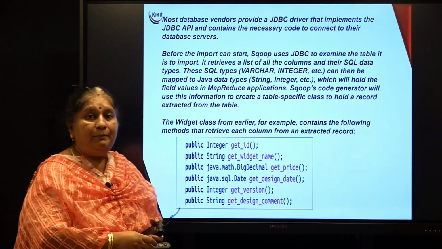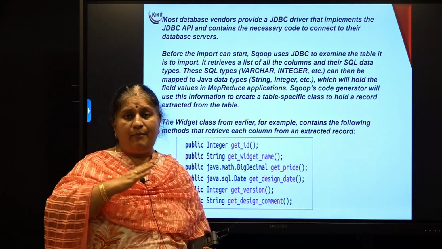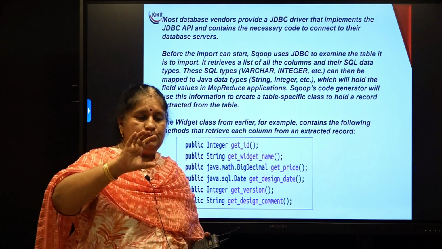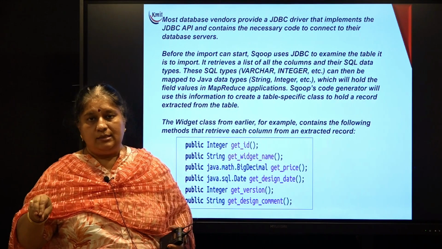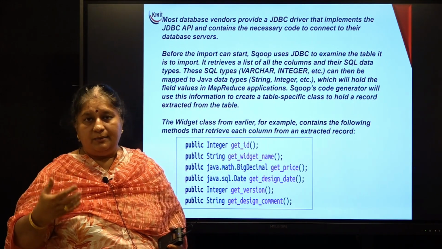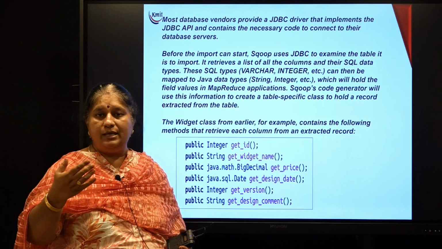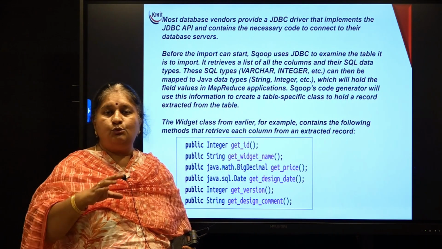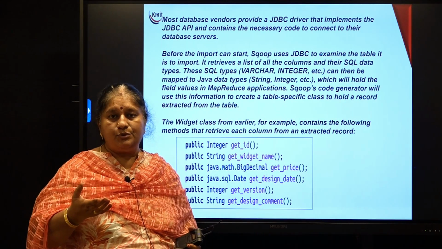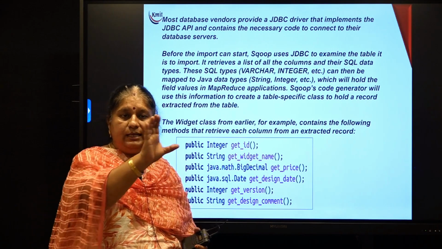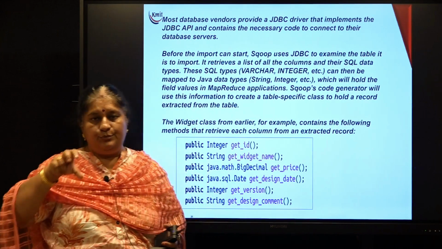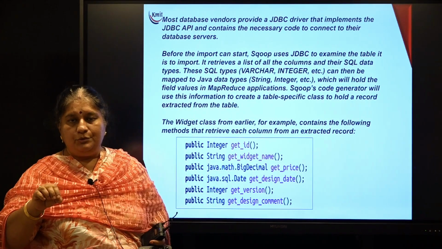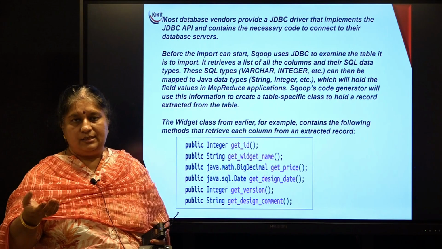Once it has observed that, it will try to do a mapping. What type of mapping? Suppose a SQL varchar is there. What should it be mapped to? Java's data type. Why am I talking about Java? Because MapReduce code is written in Java and Scoop is automatically generating MapReduce code. So it will look at the table's column definitions and data types, and map them to Java's primitive data types, right?